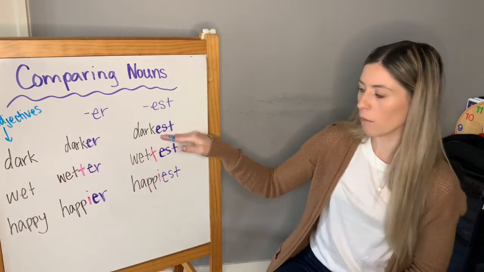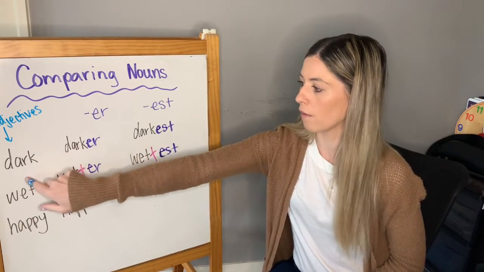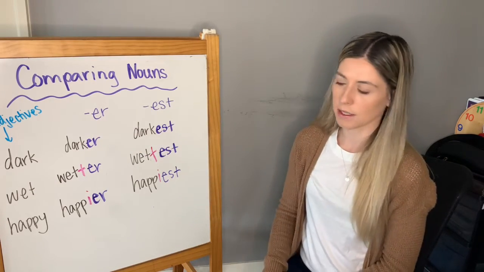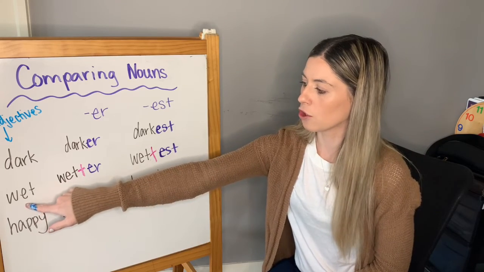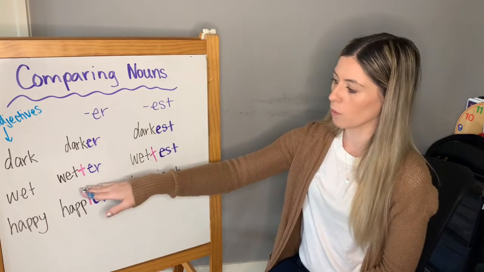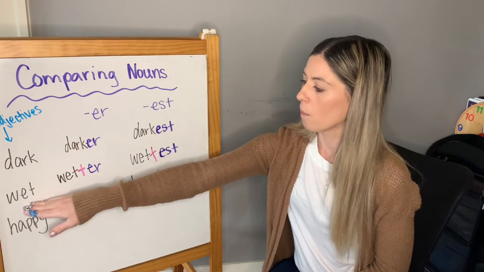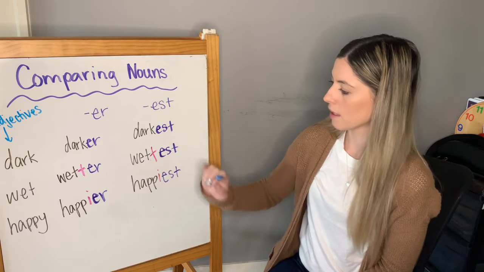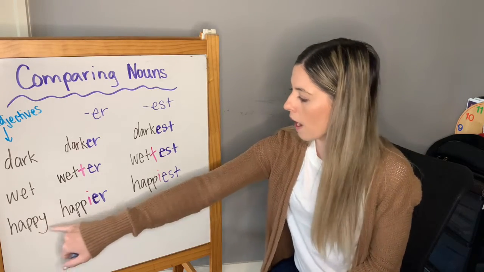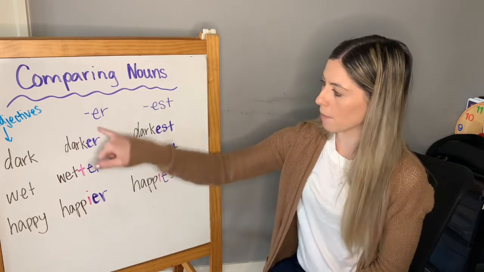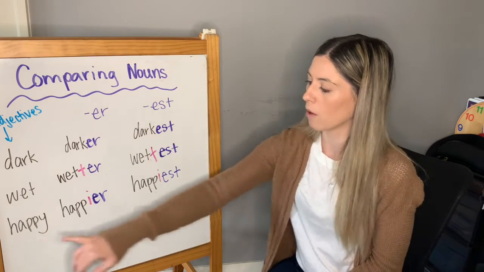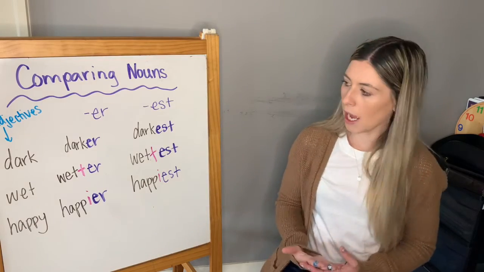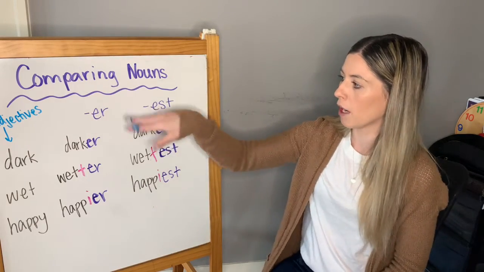That follows the normal rules because it's a short vowel and two consonants, so we just add the ending right on the end. Wet is a short vowel with one consonant on the end, so we must double the consonant before adding the ending with a vowel. Wet, wetter, wettest. Happy ends in a Y, so we have to change the Y to an I before adding the ending that starts with a vowel. Happy, happier, happiest. That's how we change our adjectives to comparing words.